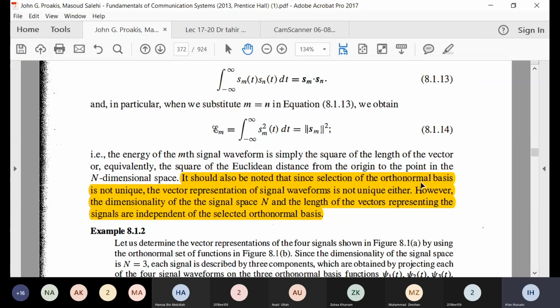The orthonormal basis selection can change. For example, I have chosen from S1, then S2, and then from S3. I could have chosen, first of all, let us say, from S4. And hence the vector representation will also not be unique. However, even if you choose your orthonormal vectors from the same signals with a different order, the N value, or the dimensionality of the signal space, will still remain the same.